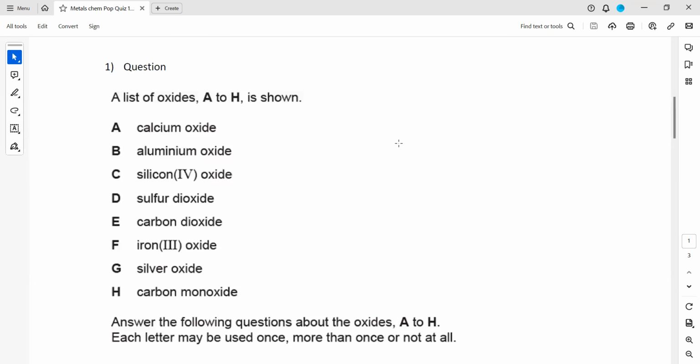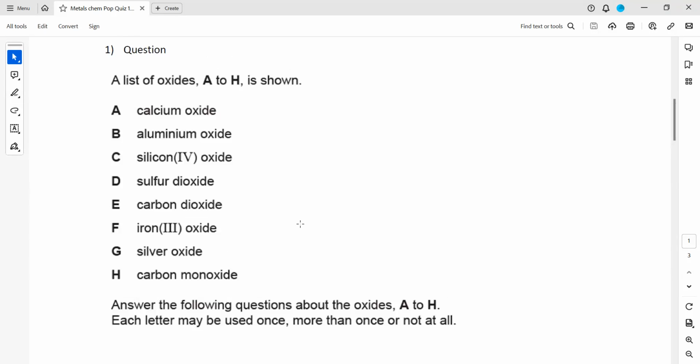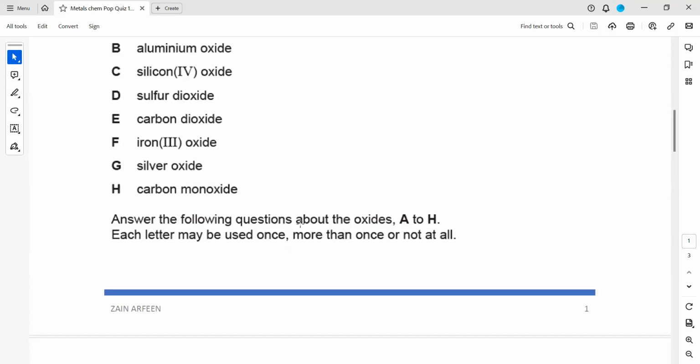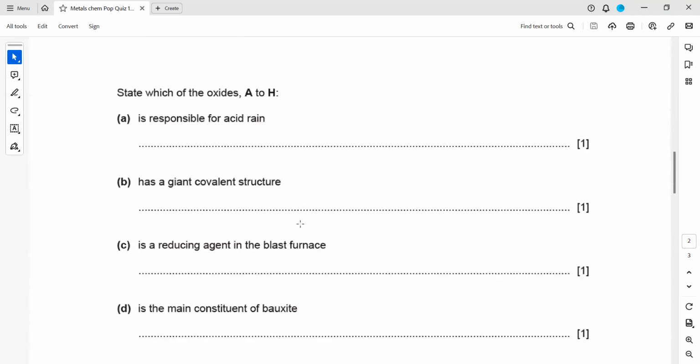In the first question, a list of oxides A to H is shown. We have calcium oxide, aluminium oxide, silicon 4 oxide, sulfur dioxide, carbon dioxide, iron 3 oxide, silver oxide, and carbon monoxide. Answer the following questions about the oxides from A to H. Each letter may be used once, more than once, or not at all. So maybe some of the oxides which are listed, you may not use them.